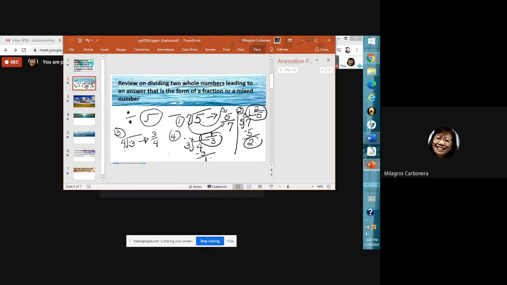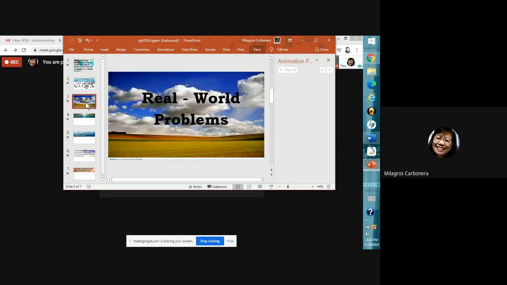So we are going to apply these in real world problems. This concept is significant when you are solving real world problems. So we are going to apply these concepts in solving the following problems.